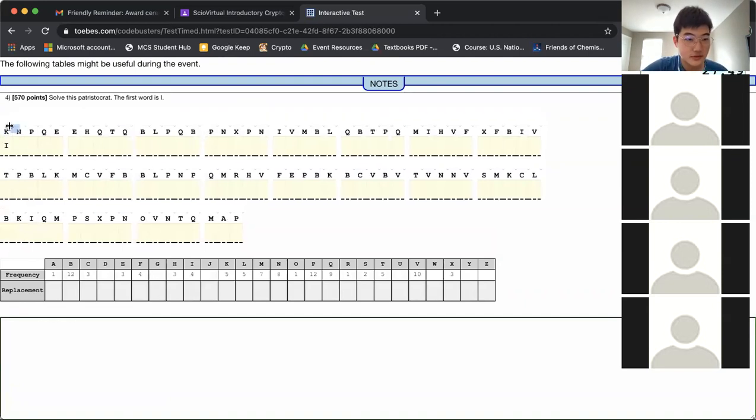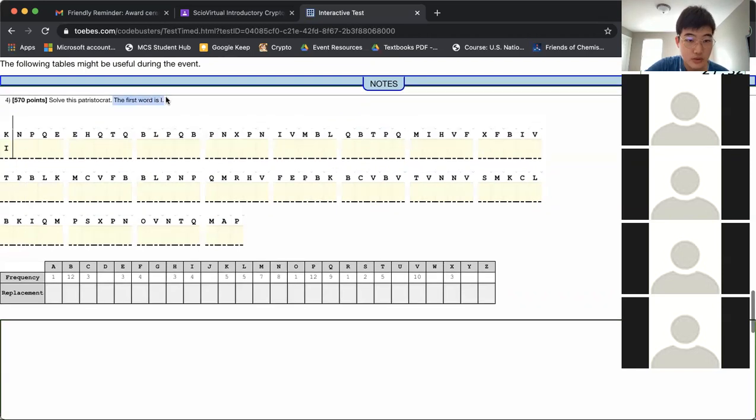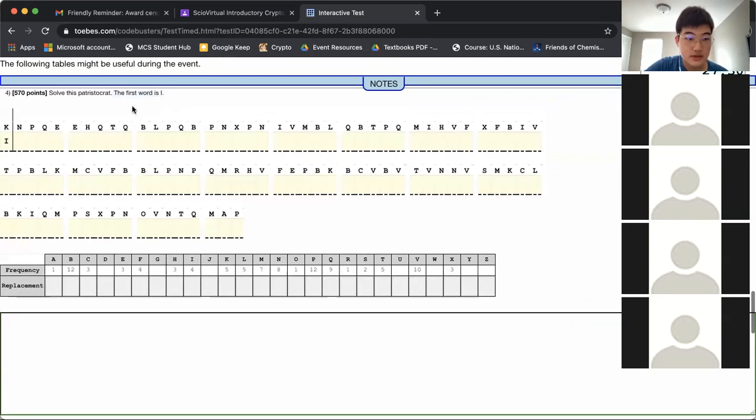And also, if you remember like last week how I said make sure you're writing very organized if you're writing and solving something, there's this division feature on Tobes where you can just click at the top and then it divides your words for you. So it's pretty nice. It says the first word is I, not just the first letter. So we know that I is just a word by itself at the beginning. So I'll fill in I's, and then since it's a Patristocrat, it's probably a little bit on the harder side, but I think we can get it.